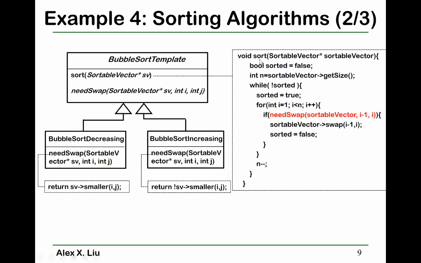The rest we code in this sort algorithm. And this step is different for different derived classes. We have two derived classes. One is bubble sort in the decreasing order, and another is bubble sort in the increasing order. And in these two derived classes, their implementations of need swap are totally different. One gives i and j to this sv smaller function, and if the ith element is less than the jth element, this one returns true, and this one just returns the negative of that. So these two are just the opposite.